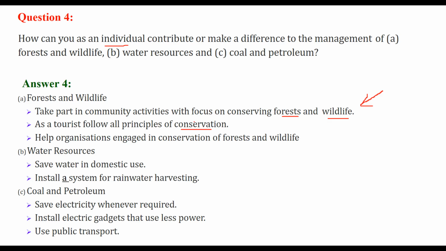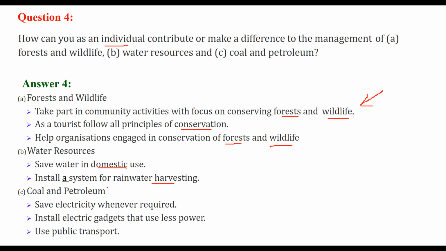Just don't throw waste, cut trees, and just be a conservative or an activist. You know that they are going to help you anyways. Help organization engaged in conservation of forest and wildlife in your free time. Then water resources. Always in domestic use water judiciously. You can also install system for rainwater harvesting.